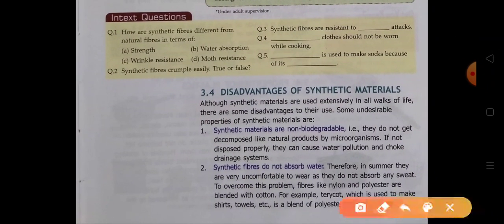Now next we'll discuss the disadvantages of synthetic material, that they are non-biodegradable. They are not acted upon by microorganisms, so they remain as they are and cause pollution. Next, synthetic fibers do not absorb water. Therefore in summer they are not comfortable to wear. They are uncomfortable and they do not absorb sweat also. So these fibers like nylon and polyester, when blended with cotton, form terrycot, which is easy and comfortable to wear.